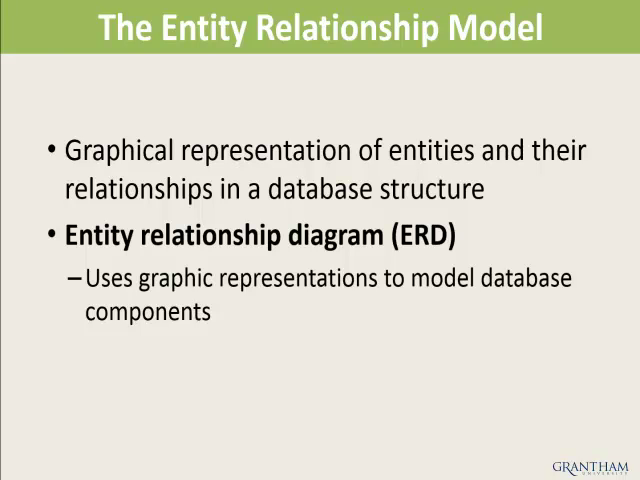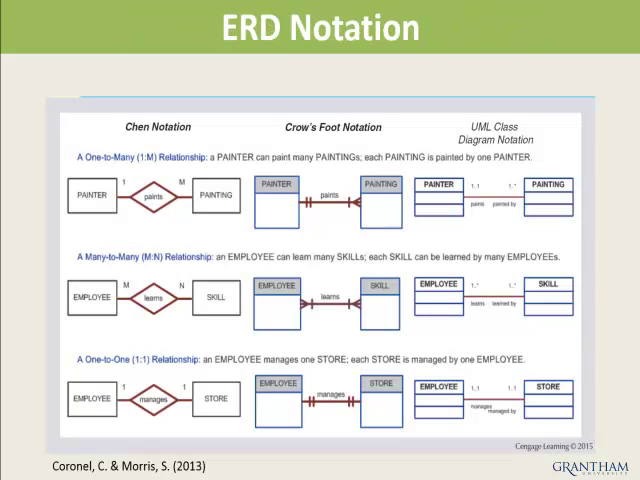The entity relationship diagram uses graphical representation to model database components. Three primary styles of entity relationship diagram modeling notation exist: Chen, Crow's Foot, and UML class. The first set of symbols shows the one-to-many relationship. The second demonstrates the many-to-many, and the third the one-to-one.